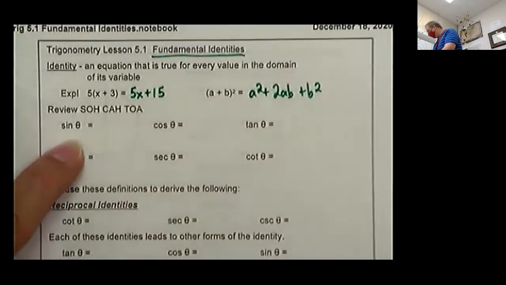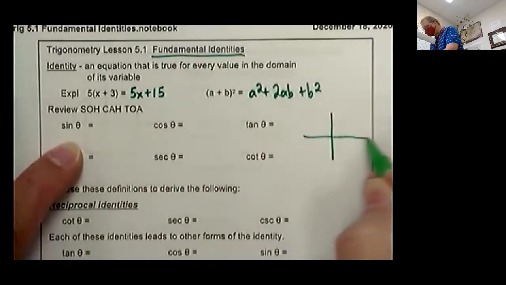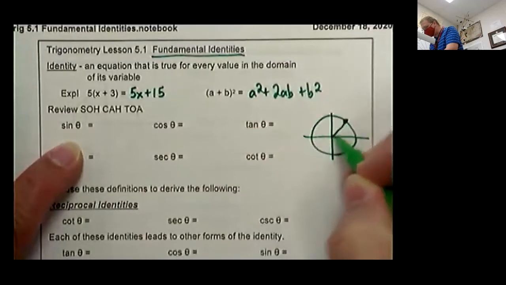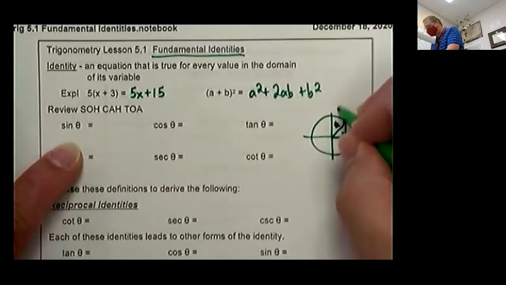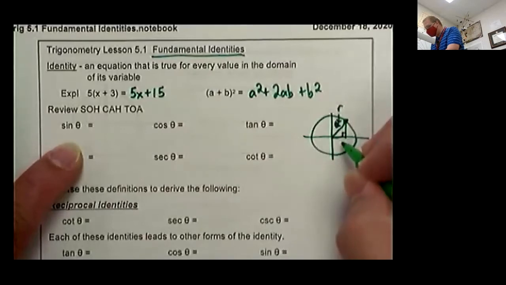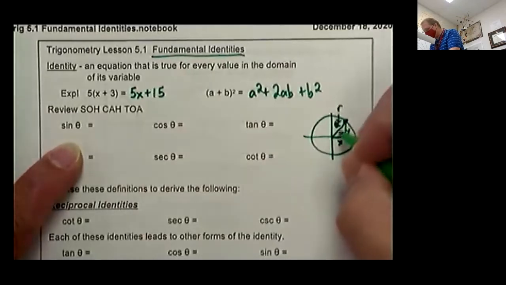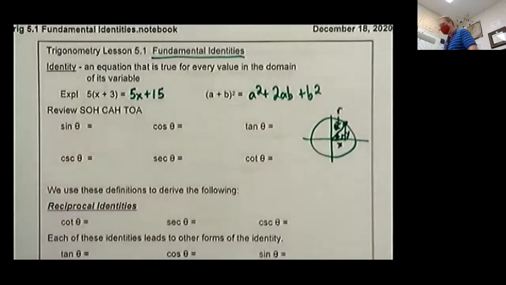So recall from SOHCAHTOA, we have this thing we call a unit circle. And on this unit circle, we have a circle. Any point on that circle defines a right triangle. And we have 3 pieces of that right triangle. They are the hypotenuse or the radius. I'm going to call that R, not H. We have an X component and we have a Y component. That inside angle from the X-axis we call theta.